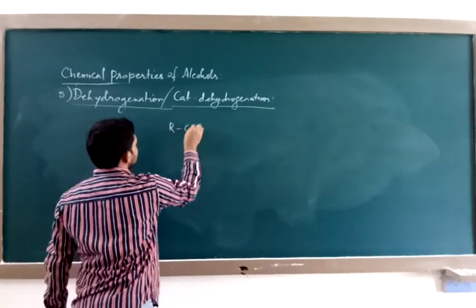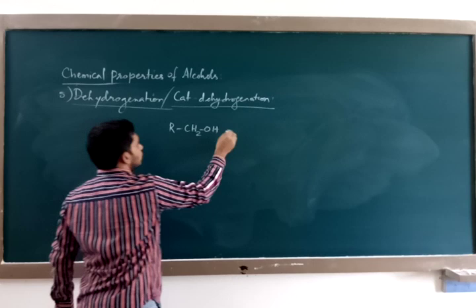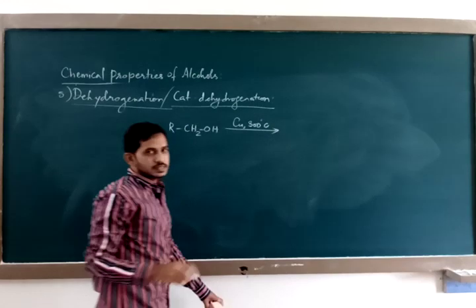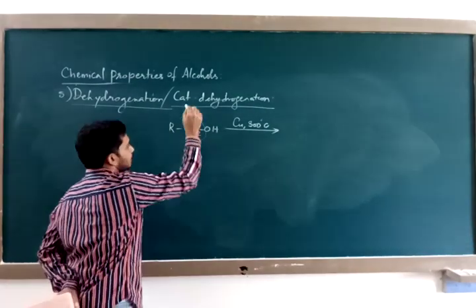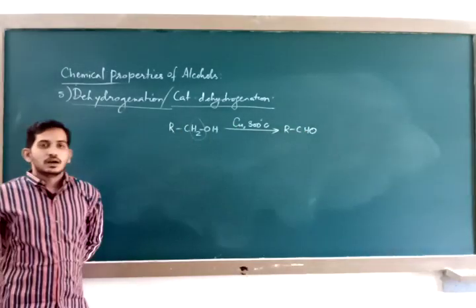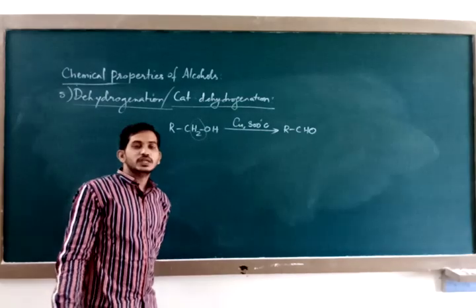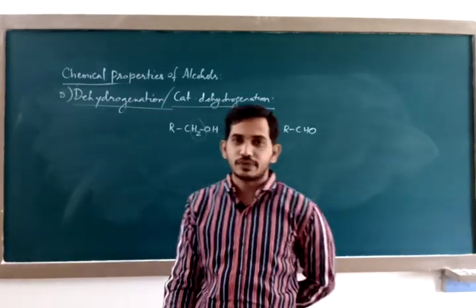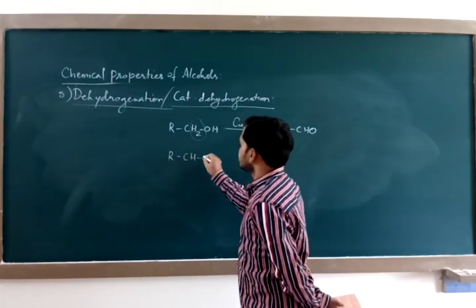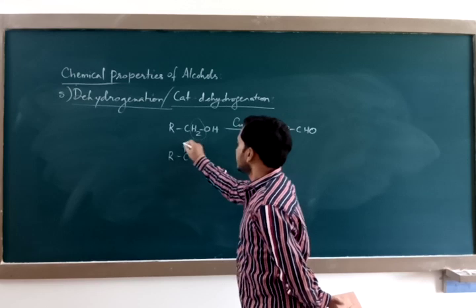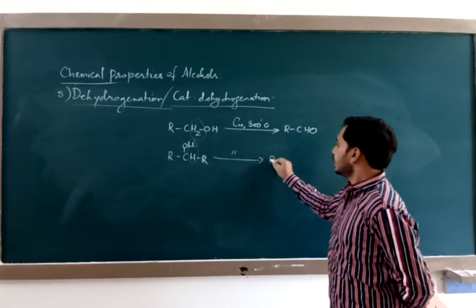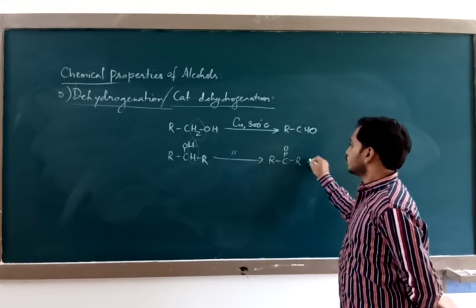So if an alcohol is used for dehydrogenation in the presence of copper as a catalyst at 300 degrees Celsius, then remove this part. What is left? It is an aldehyde. Simple. For alcohols to undergo dehydrogenation, you need copper catalyst at a temperature of around 300 degrees Celsius. So if you use a secondary alcohol for dehydrogenation, then remove this part, you will end up with ketone.